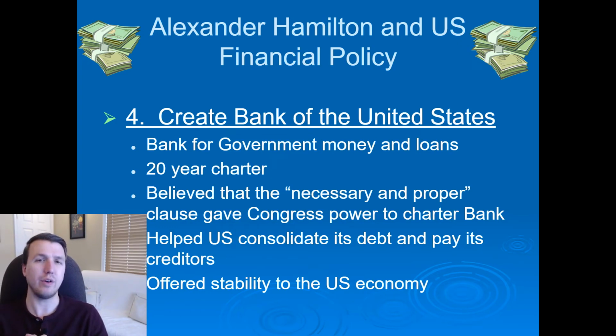So this doesn't last very long, but it definitely helps stabilize America. It helps them make that dollar worth something. It's not just a piece of paper anymore. They're making it worth actual money.